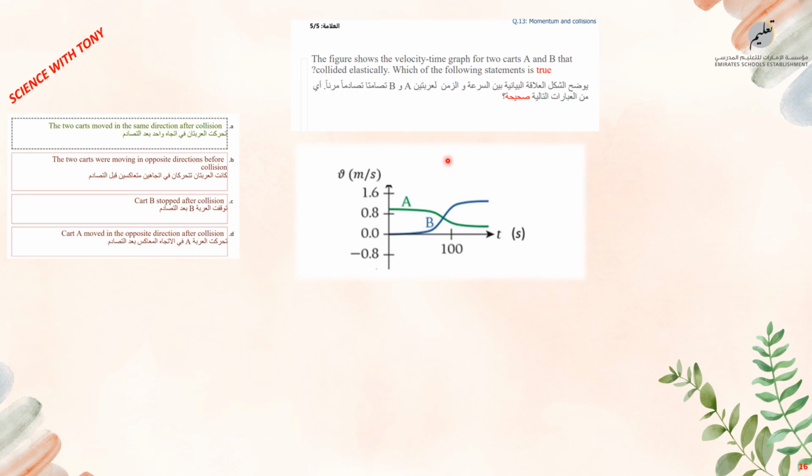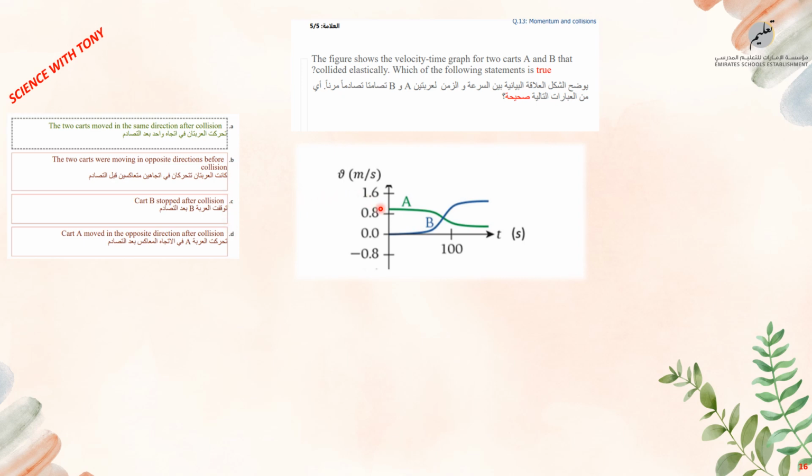Here we are with question 15. The figure shows the velocity time graph for two cars, A and B, that collided elastically. Elastically means that after the collision, each one of them goes separately. Which of the following statements is true? We have lots of information in that graph, and we need to decide which of these statements is true.